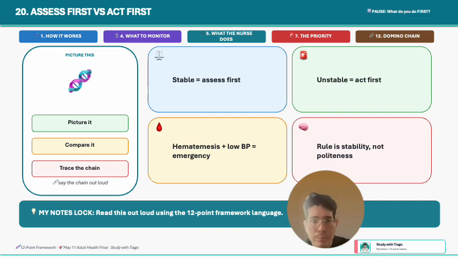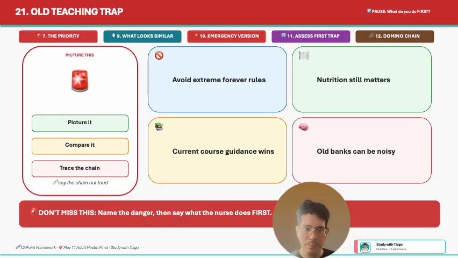So stable lets me investigate. Unstable makes me intervene. All right? So the old teaching trap is using extreme forever rules without context. Okay? So, like, nutrition matters in liver disease, but the exact plan depends on the patient: current labs, provider plan, and course guidance. Yeah? So I should avoid turning one fact into a blanket rule.